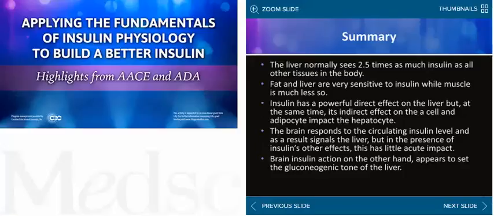So what do I think the importance of brain insulin is? It's probably more about setting the tone upon which the acute impact of the hormone can work. And that is the area that we're currently studying.